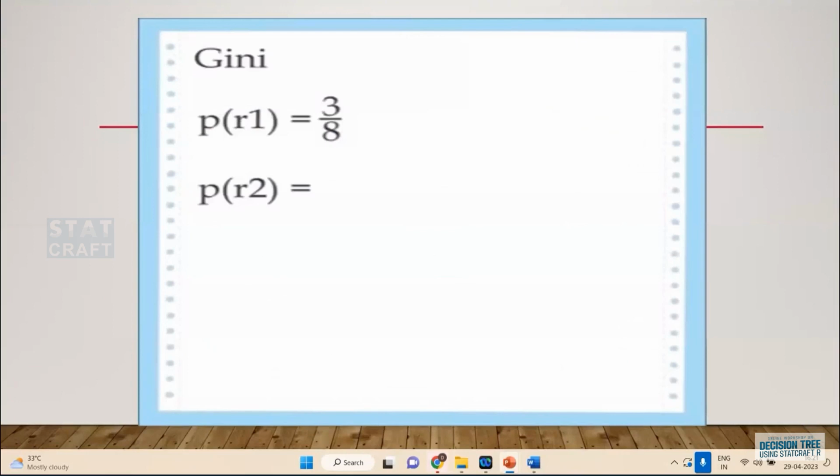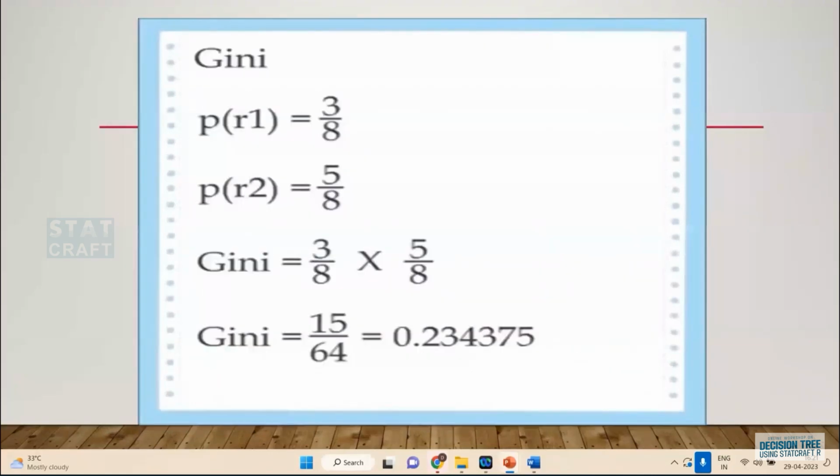Very nice. What do you say about R2? Friends, 5 by 8. Very nice. So your Gini coefficient is so simple: 3 by 8 multiplied by 5 by 8. And your Gini is 0.23. Shall I proceed further? Okay.